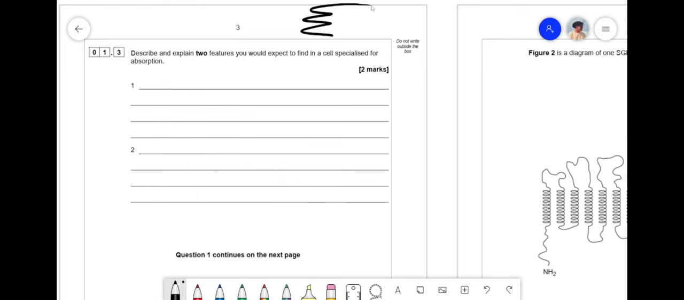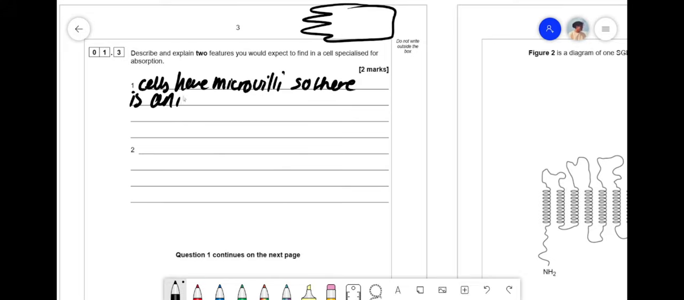So if we're looking at cells specialized for absorption, we're going to expect that they have microvilli. So you would say the cells have microvilli. One other way you might see this question is structure and function. Structure is the equivalent of describe here, function is the equivalent of explain. So you've said the structure here, or you've described it. Now you need to say what the function is, or explain. So why is this good? So cells have microvilli, so there is an increased surface area for absorption. That's all 1 mark.